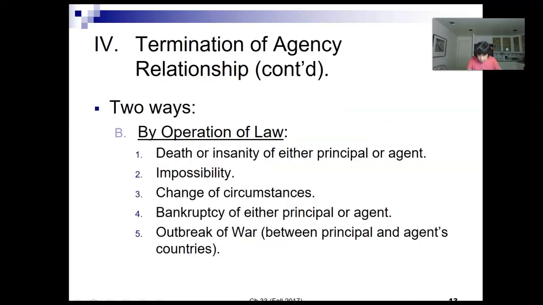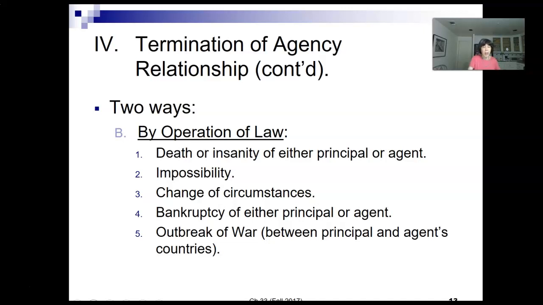All right, this is our last slide now, and we're going to look at the second way that an agency might terminate. This would be by operation of law, and so we just have here 5 different possible ways that if these events occur, the agency will be terminated. So first we have death or insanity. If either principal or agent die or lose their competence, I don't think it necessarily means that they just go crazy, but they lack competence, then operation of law will kick in and there'll be no more agency relationship.